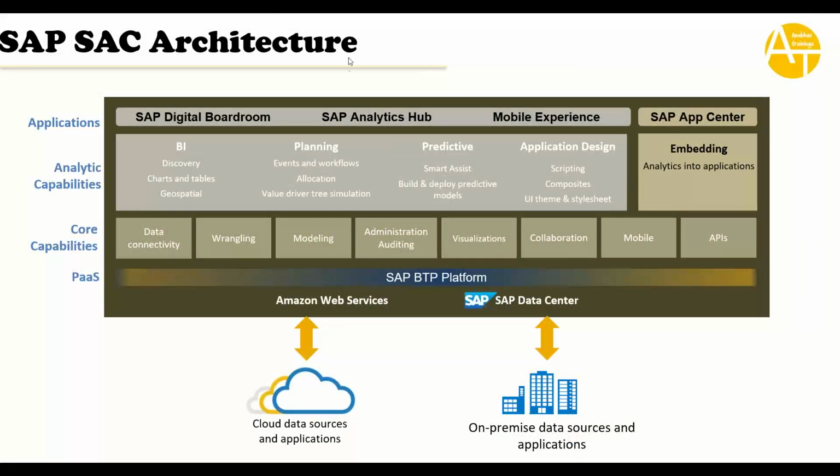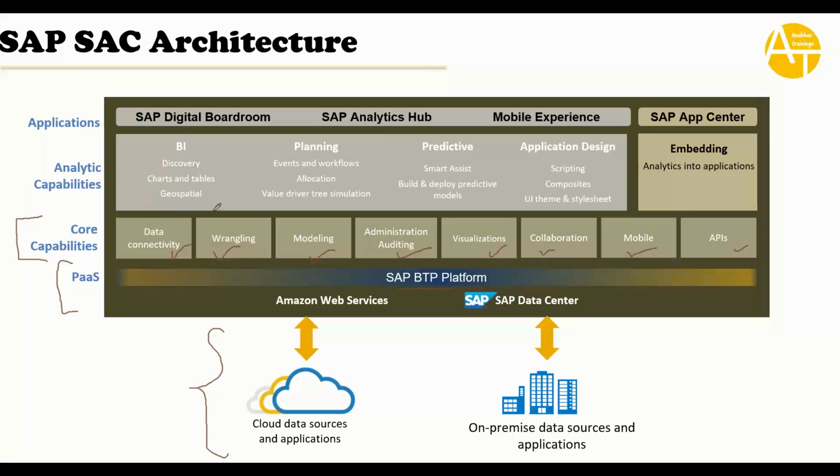As I taught you before, at the bottom of the system, we have the infrastructure provider. This is infrastructure as a service. Then we have platform as a service, which is SAP BTP being used here. And then we have the core capabilities related to data. It's all about moving data and organizing data. So we have data connectivity, data wrangling, which we will learn about, data modeling, administration and auditing, visualization, collaboration, and mobile APIs. All these are the core capabilities which are required across.